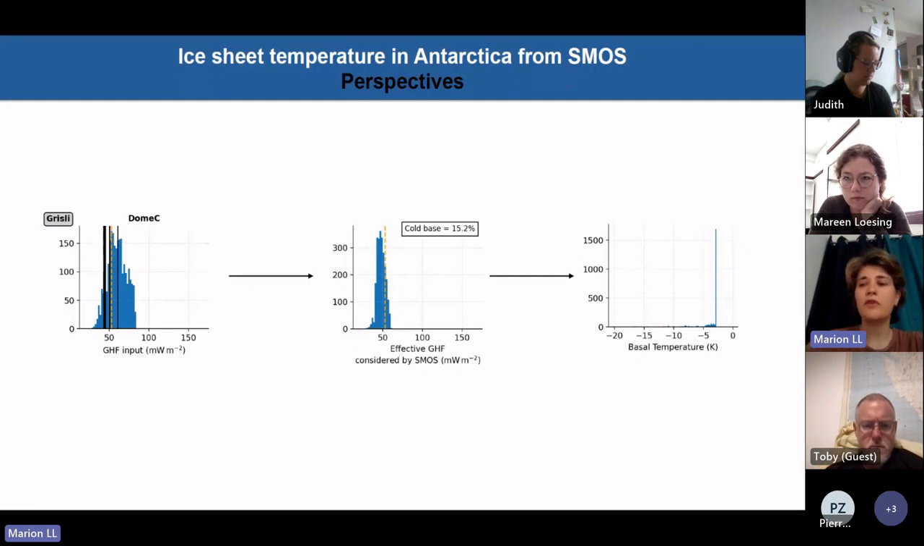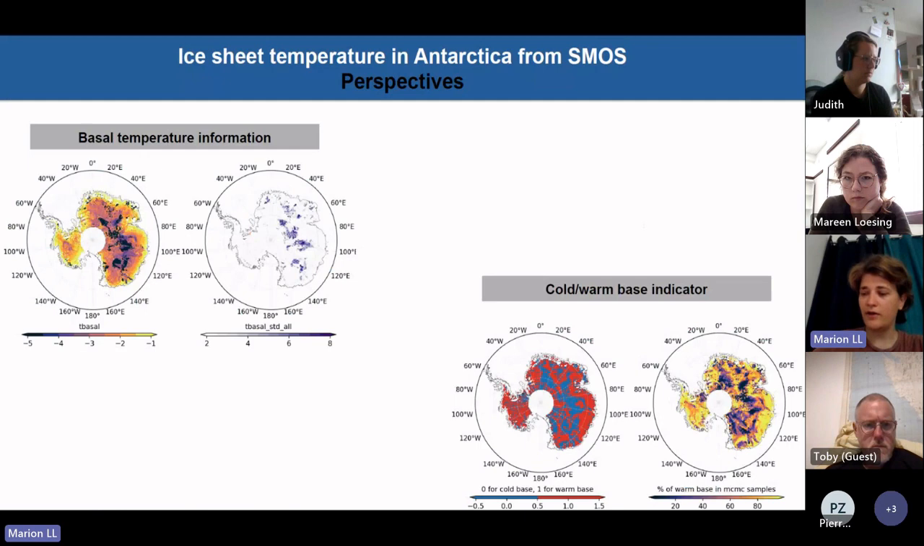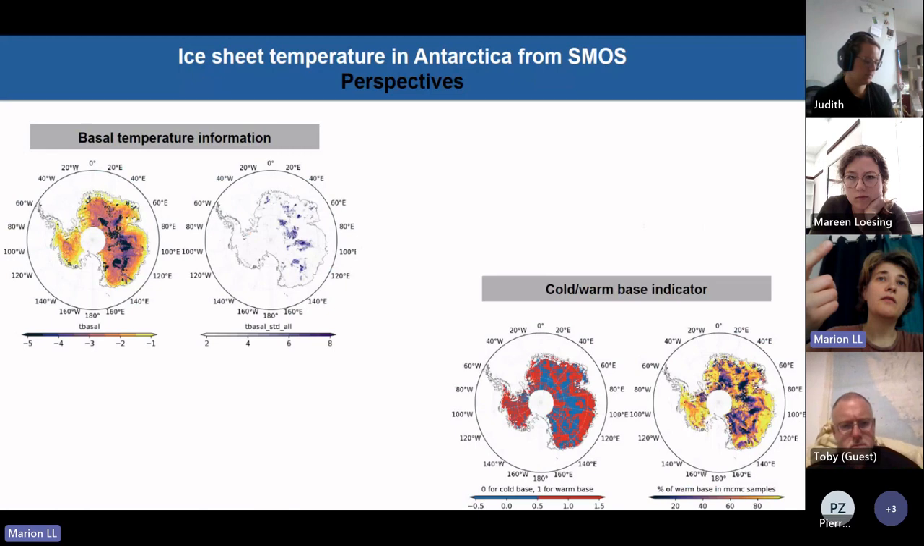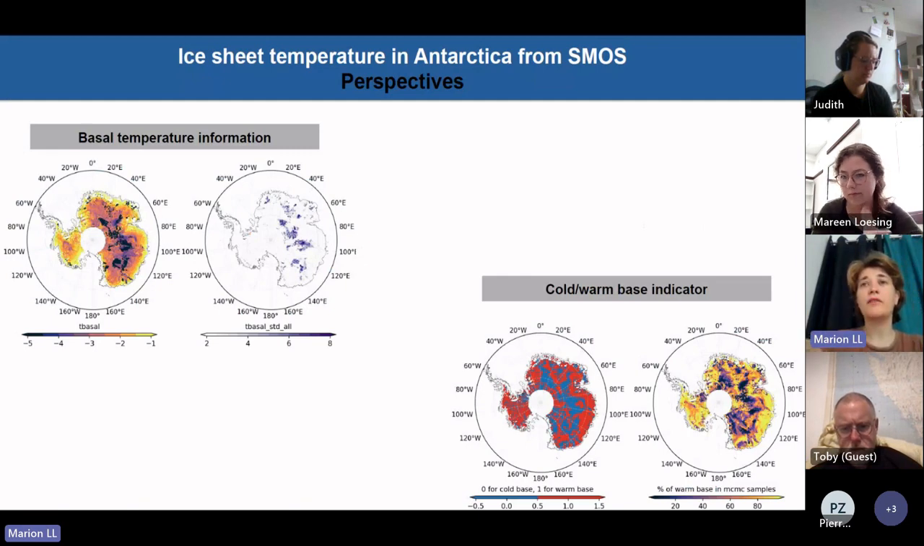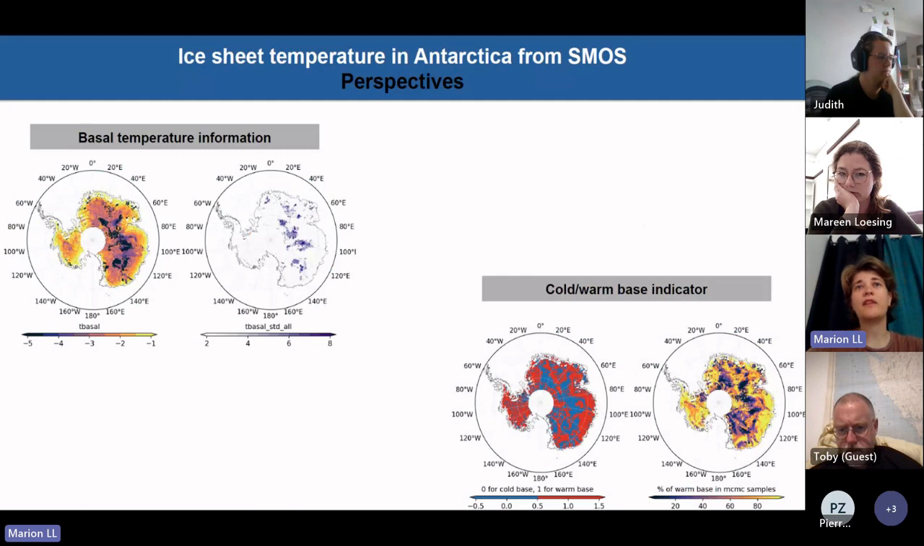So this is for one location, but we can also provide some kind of map, so we can provide the basal temperature and also the uncertainty about this temperature. We can see this on the left map. On the right map, we can also propose a kind of indicator to say if you are in cold base or in warm base. We can also give the percentile of warm and cold base from the SMOS point of view. So all of this is the kind of information that we can provide with the algorithm.